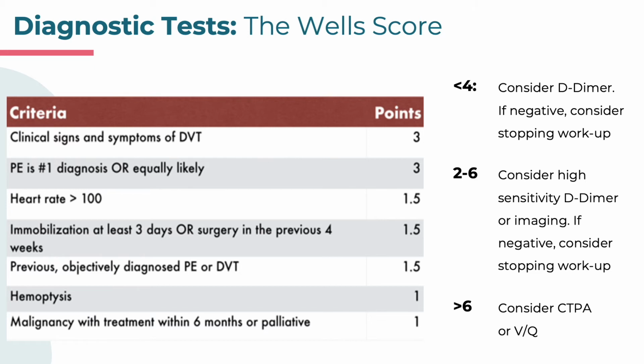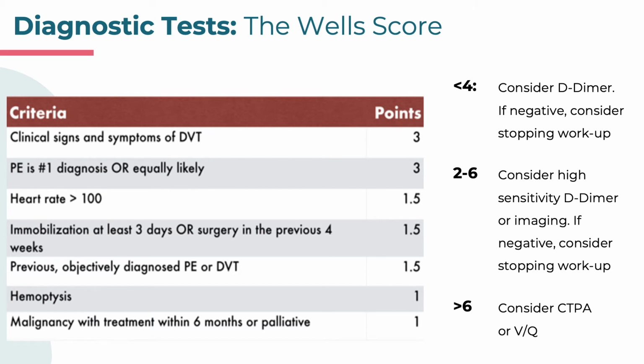Oftentimes, they just deemed it a pulmonary embolism if patients presented with the symptoms. However, this could result in a bunch of unnecessary diagnostic testing that might put the patient at a further risk than they need to be. So the Wells score was created to rule out pulmonary embolisms and rule out who was at a low risk.